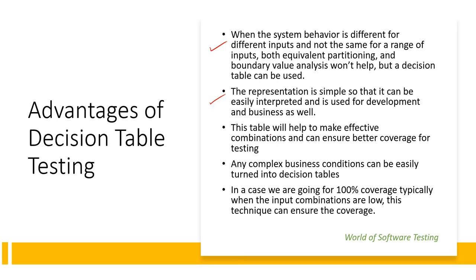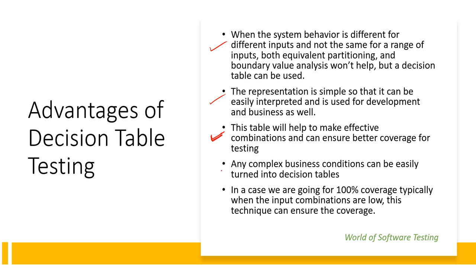The next is that this table will help to make effective combinations and can ensure better coverage for testing. As we already discussed, the main goal of black box testing techniques is to ensure better coverage for testing and reduce the testing data. So this will help to make effective combinations and ensure better coverage. We can try out more combinations and just use the required combinations based on our requirement.